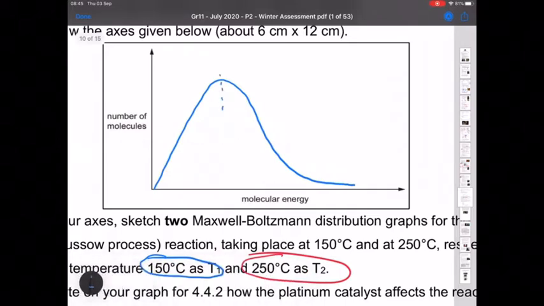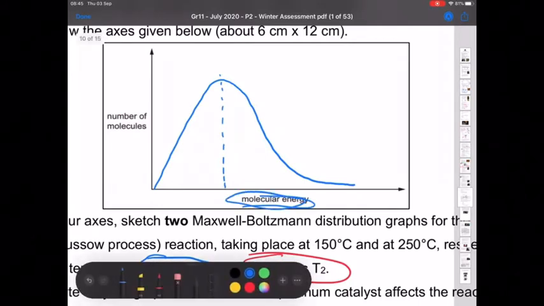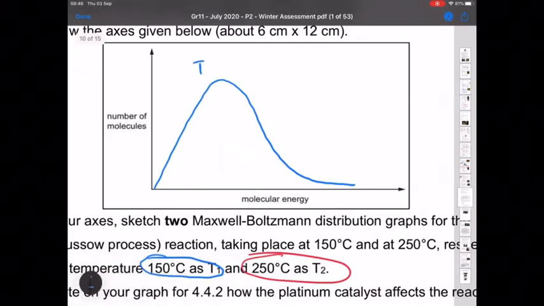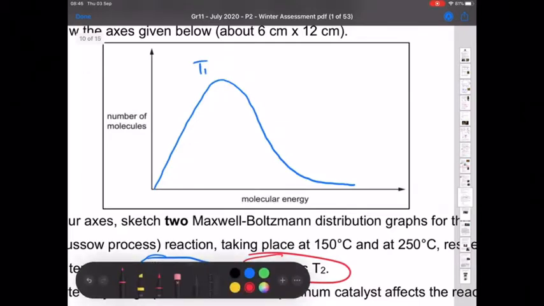So this point here would be the average molecular energy, because we're looking at molecular energy on the x-axis. That's the average molecular energy. So a number of molecules on the left. So we've got an amount of molecules, and this shows you their energy. Like I said, the peak represents the average. Label your graph so that I know what you are doing, which curve is which. If you don't label it, I don't know what you're doing.